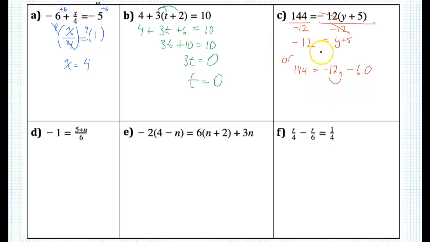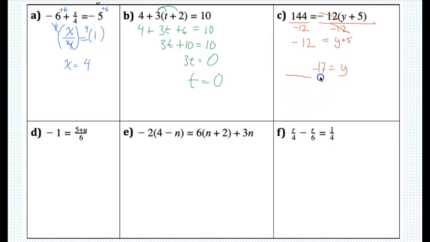And let's see, I didn't finish that one, did I? Oops, I didn't even finish that. I was like, oh yeah, I'm done, but I didn't even finish it. Shoot. Okay, so I'm not done yet. So I need to subtract 5 from both sides, so I have -17 is equal to y.